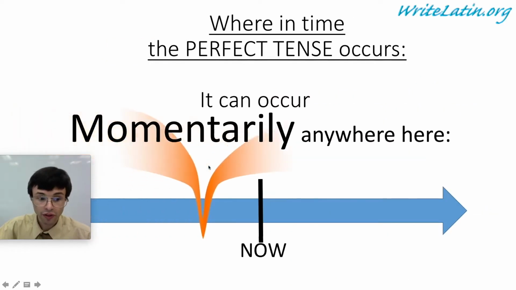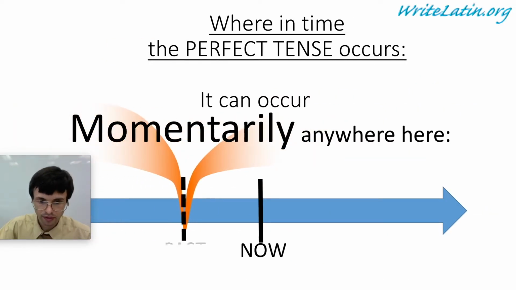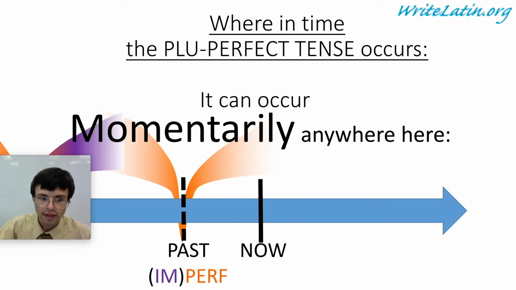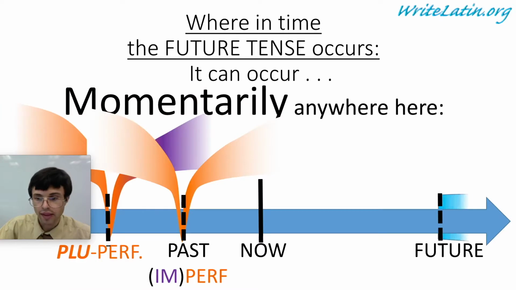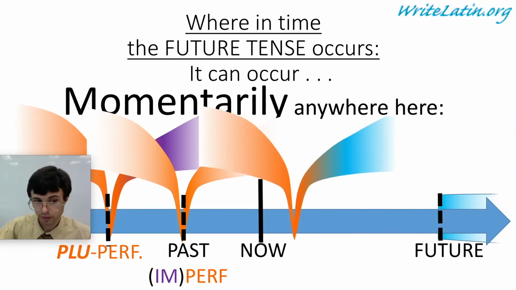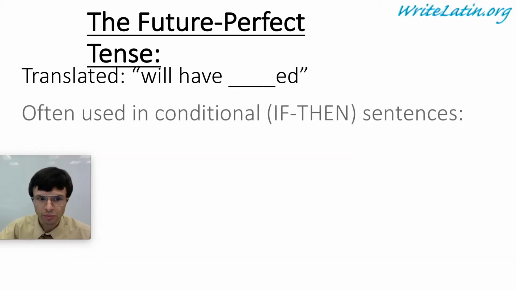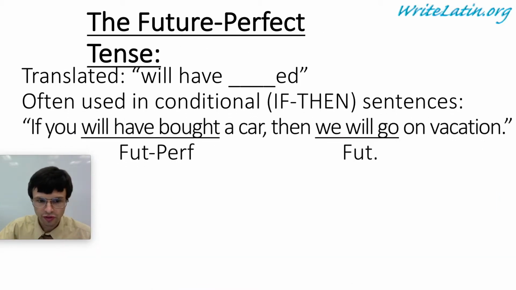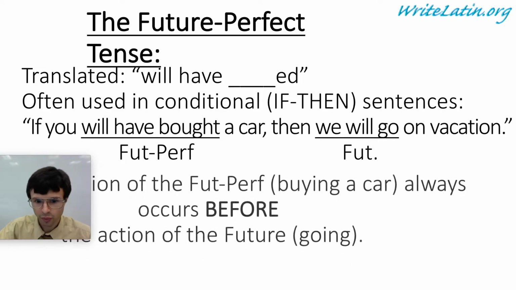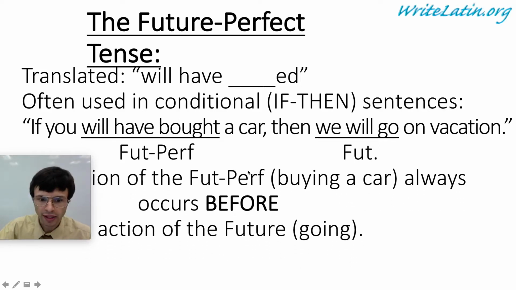All right, so the perfect was in this area, and then the pluperfect was in this area, and then now that we have the future coming into play, the future perfect will be in this area. So it's translated will have blanked, often used in if-then conditional statements. If you will have bought a car, you will go on vacation. The buying occurs before the going.